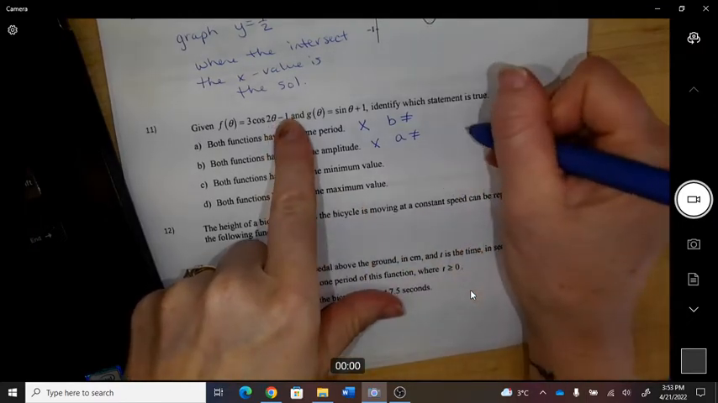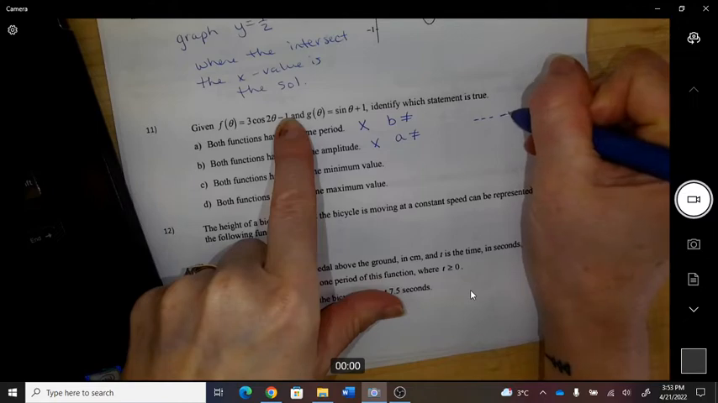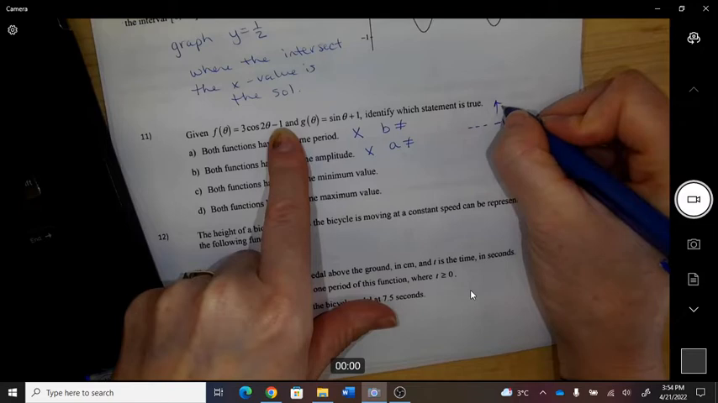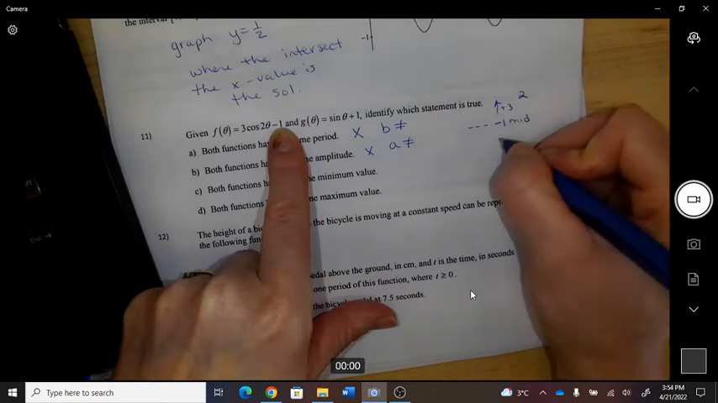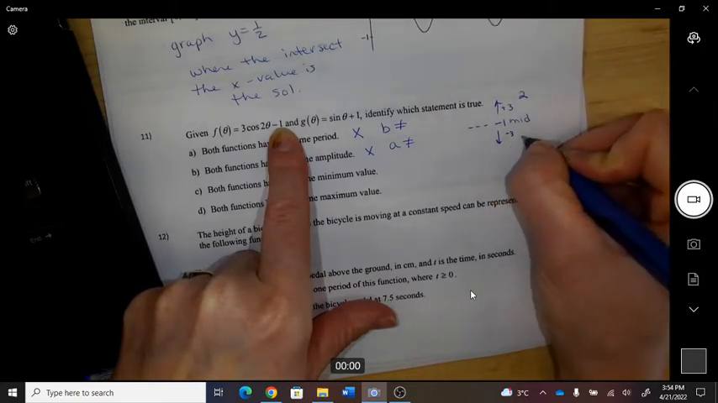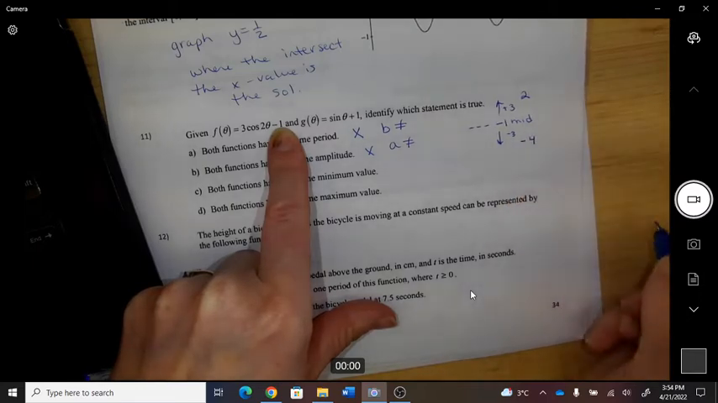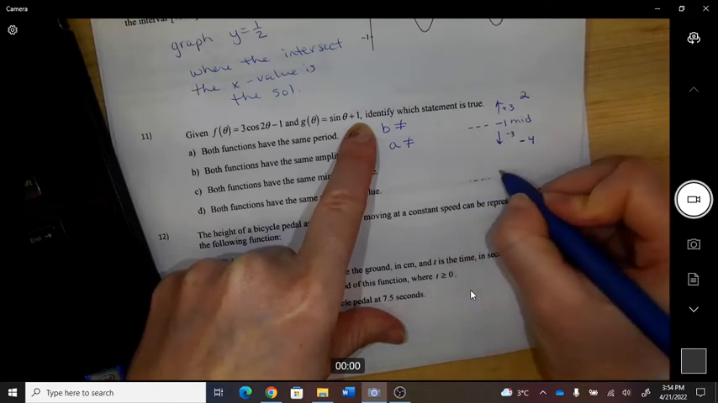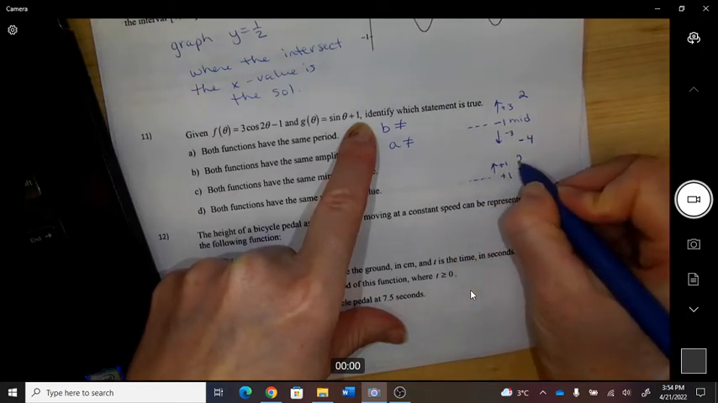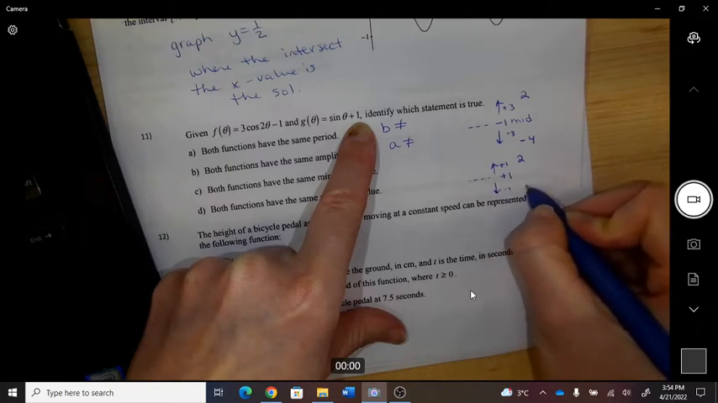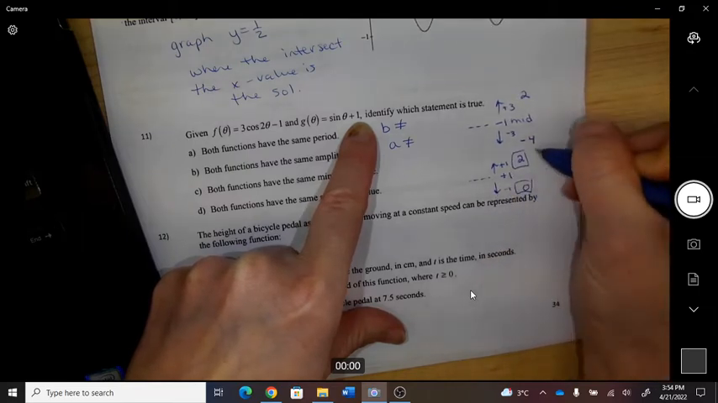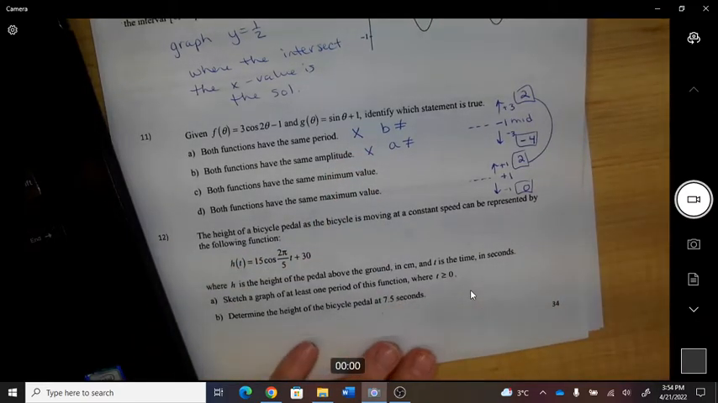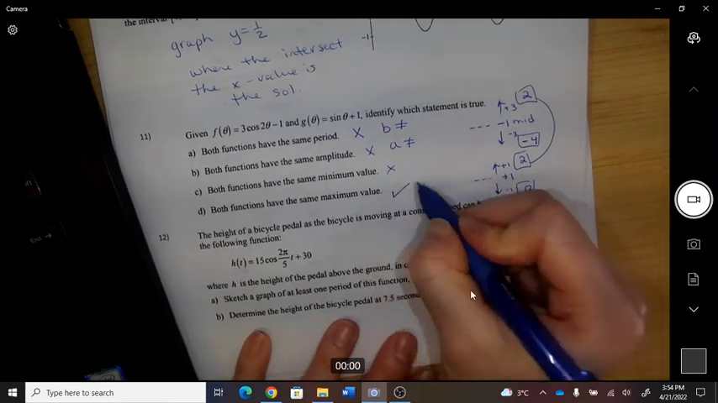So this one, -1 is the middle. So if I go 3 above that, it gets me to 2. If I go 3 below, it gets me to -4. And on this one, +1 is the middle. If I go up 1, I'm at a high of 2. If I go down 1, I'm at a 0. So those would be the tops and the bottoms. So they do have the same top. So now I can say D.